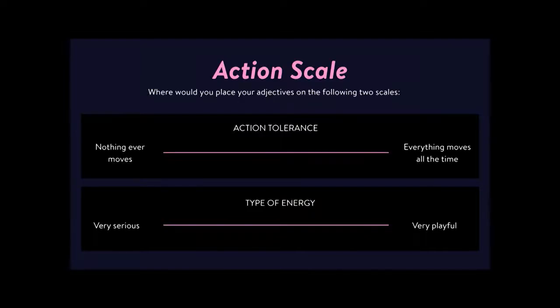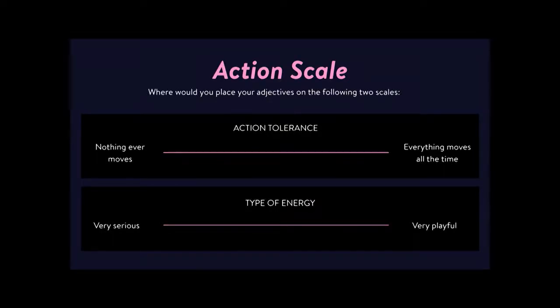So maybe we'll look at things like, what kind of action tolerance do we have? From everything moving to nothing moving. We can be anywhere on that scale. And even the type of energy, I think, is a nice thing to think of when you're just getting started with this. Okay, what sort of energy do we have? Are we serious? Are we super fun? Are we somewhere in between? Because there's a lot of ground in between.